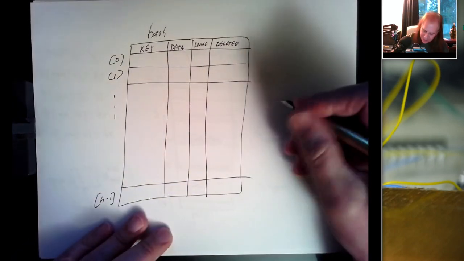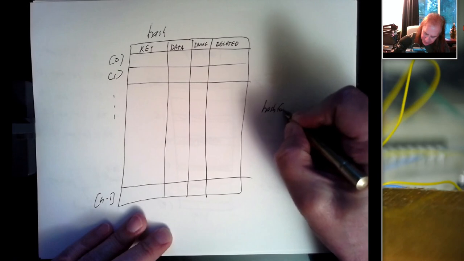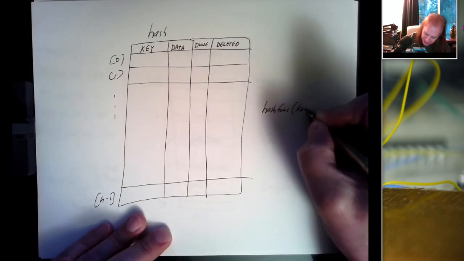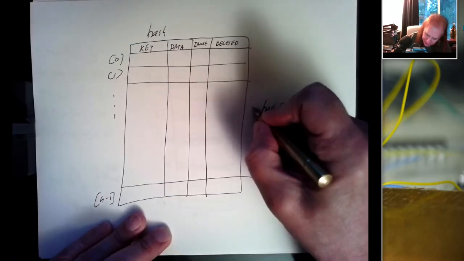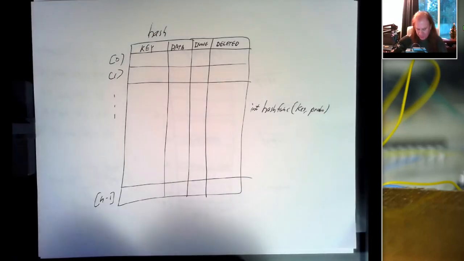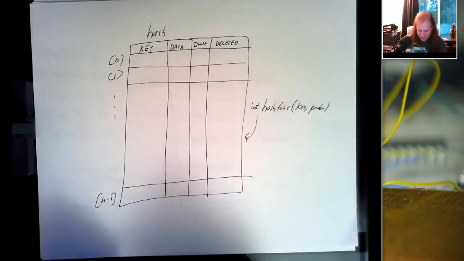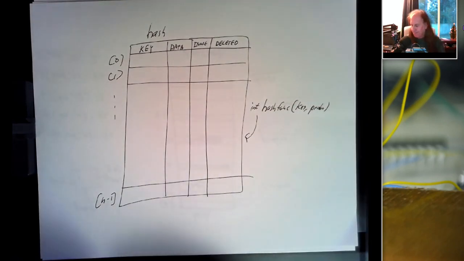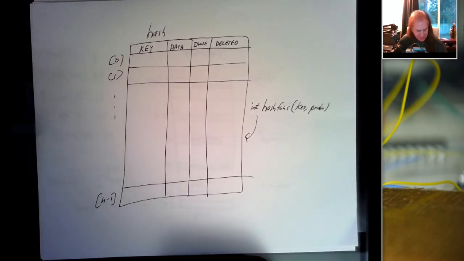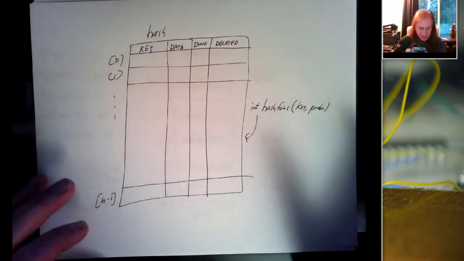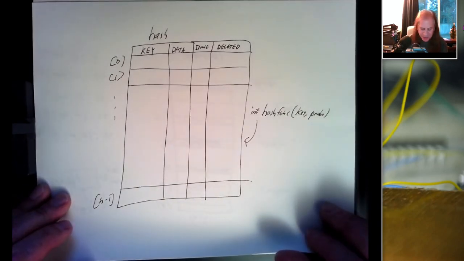And then we have some hash function, and we call it hash func, which takes in a key and a probe number and returns an integer. And that integer tells you which element of this hash table we should look at. So setting this up is really not that bad. It's a lot of parts and pieces, but once you start putting them together, it starts to make more sense.